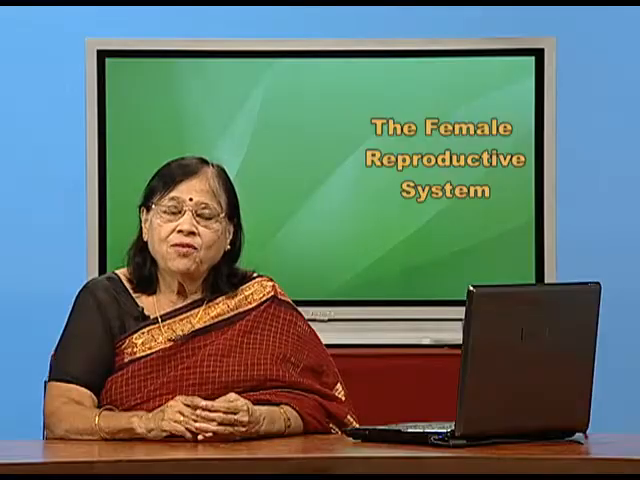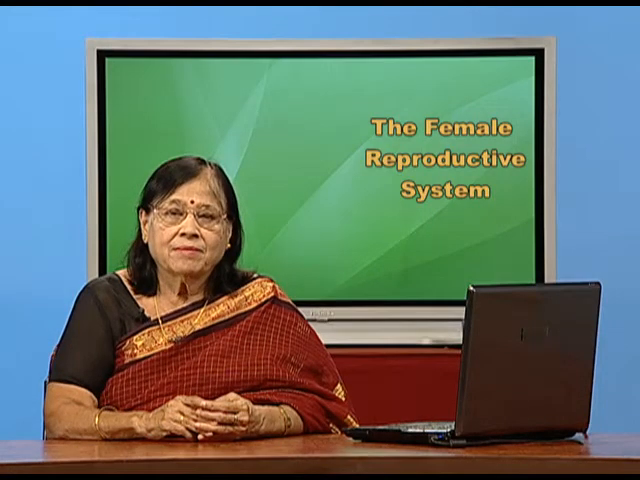Now, corpus luteum is a temporary endocrine gland. Why do I call it temporary and why do I call it endocrine? Endocrine gland because it is secreting a hormone, and temporary because it survives in the ovary only for 14 days in case of non-pregnant female and 90 days in case of pregnant female. Let me first talk about non-pregnant female. It will die in 14 days.